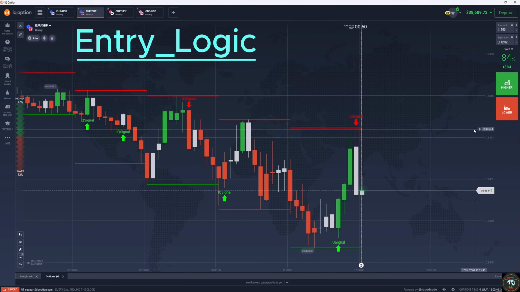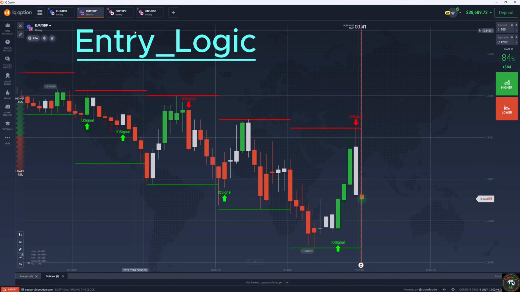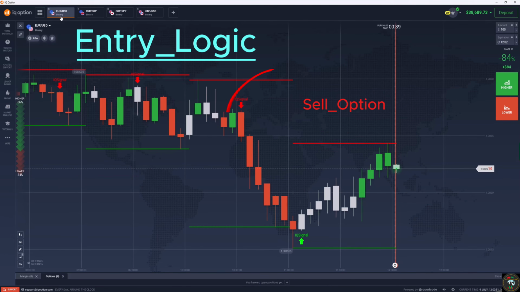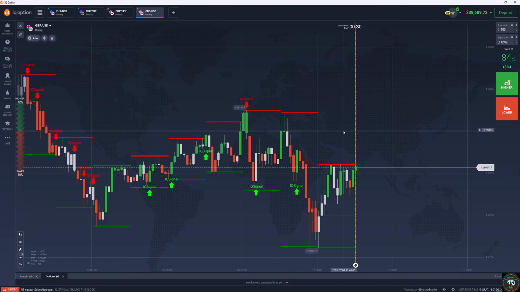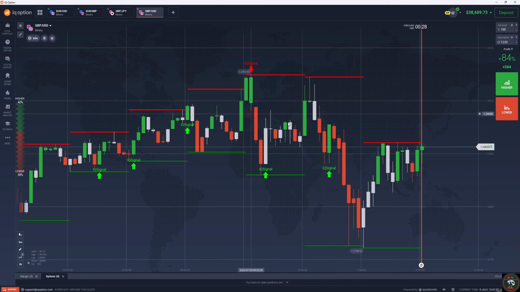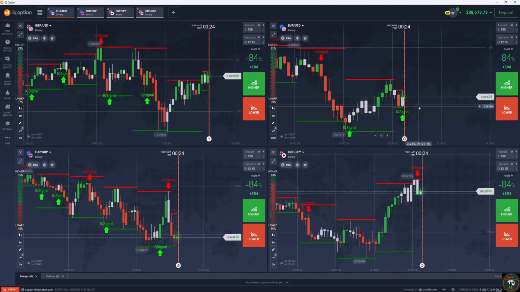The entry logic is like this. Wait until you get the IQ signal on a green candlestick for a buy option, or get the IQ signal on a red candlestick for a sell option. Ignore the IQ signals that appear on a grey candlestick. It is not a valid trade. I will be finding trade setups for 5 minutes expiry. The scripts have no sound alerts yet, so you have to stay on the chart to catch a setup.